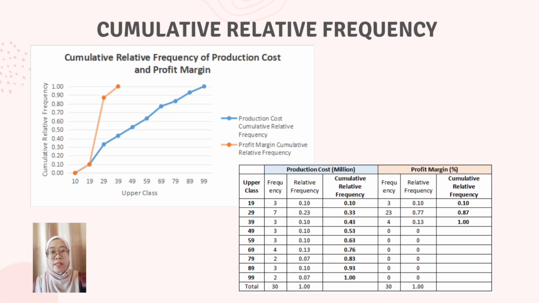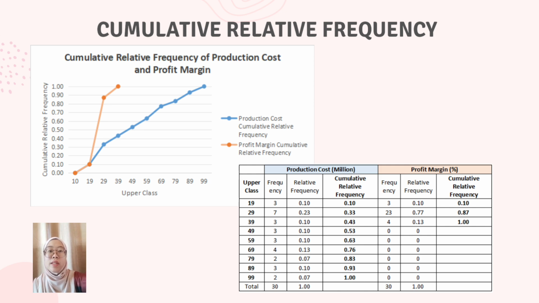Next, cumulative relative frequency. Cumulative relative frequency is the running total of relative frequencies up to a certain point. So I use an ogive graph to make a comparison. The graph shows the profit margin cumulative relative frequency increases rapidly in the early intervals, 10 to 29, while the production cost increases at a slower, steady pace.